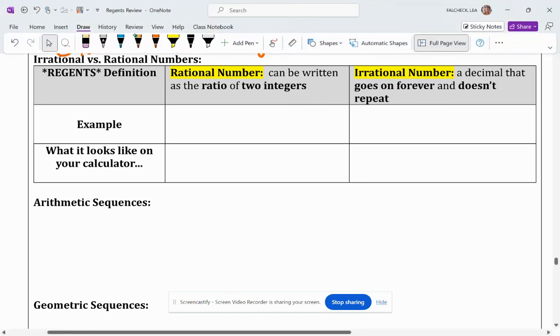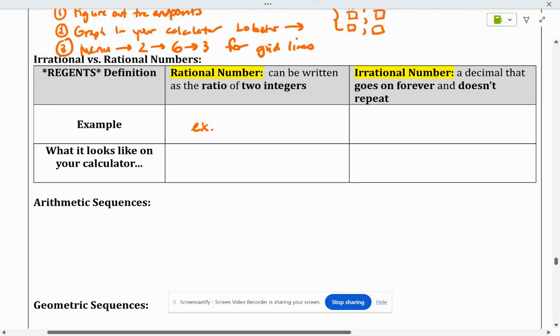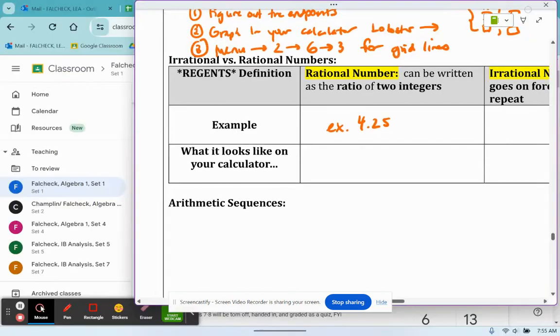An example of a rational could be any number, 4.25. Can I write it as a fraction? Test it on your calculator, right?